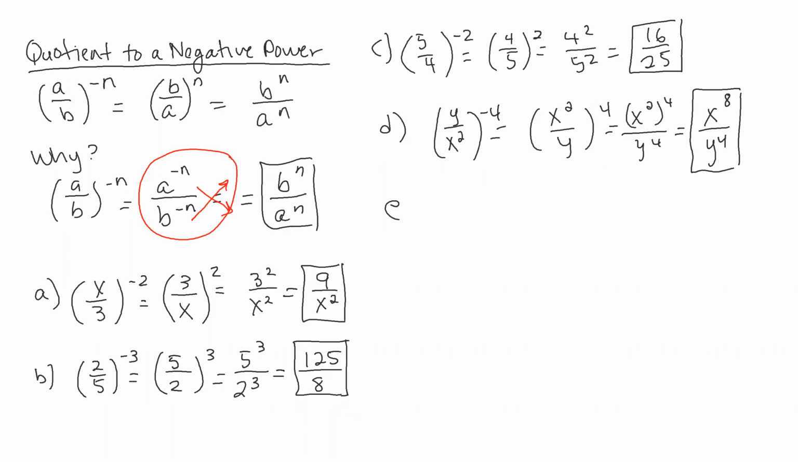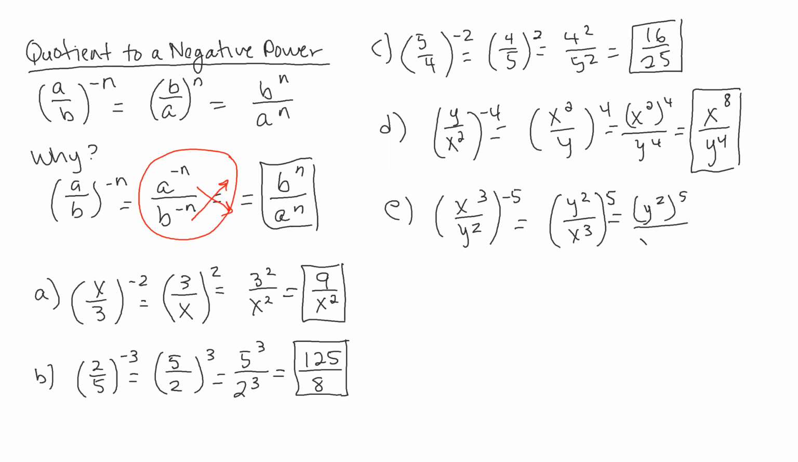Okay, let's say for this one I have x to the 3rd over y squared raised to the negative 5th power. So I flip my entire quotient, and then that makes the exponent positive on the outside. I bring that exponent in, I get y squared to the 5th over x to the 3rd to the 5th. Well, I've got 2 power rules. I'm going to keep the y, and I'm going to multiply its exponents. I'm going to keep the x. Let me rewrite that a little bit. There. I'm going to keep the x and multiply its exponents. So I end up with y to the 10th over x to the 15th.